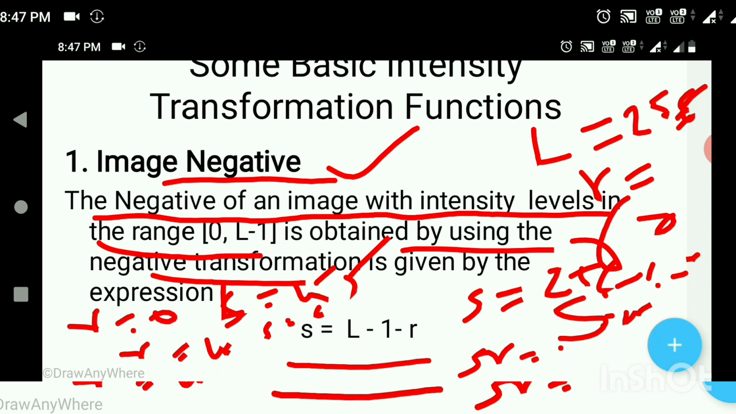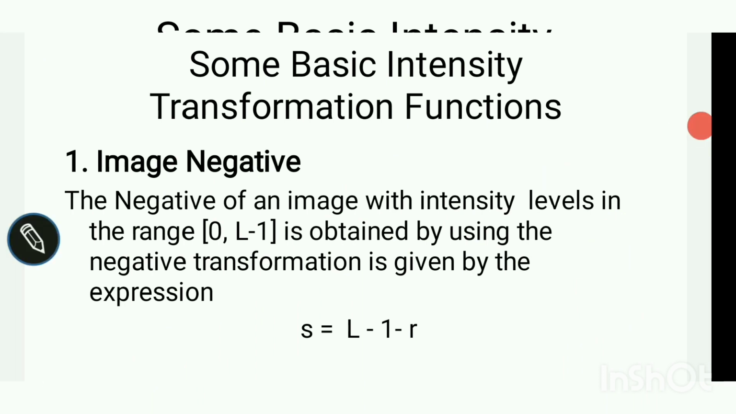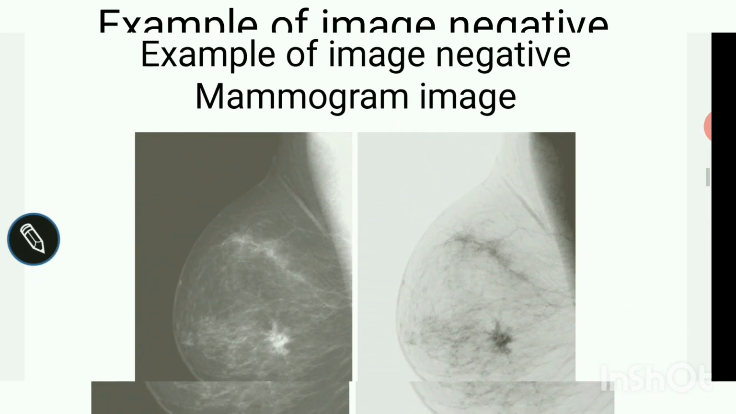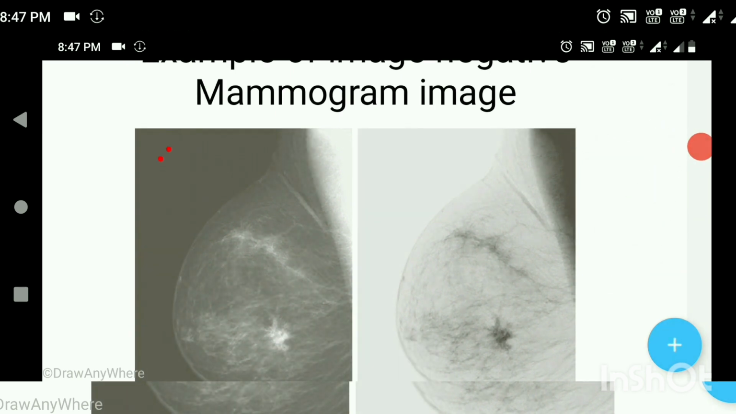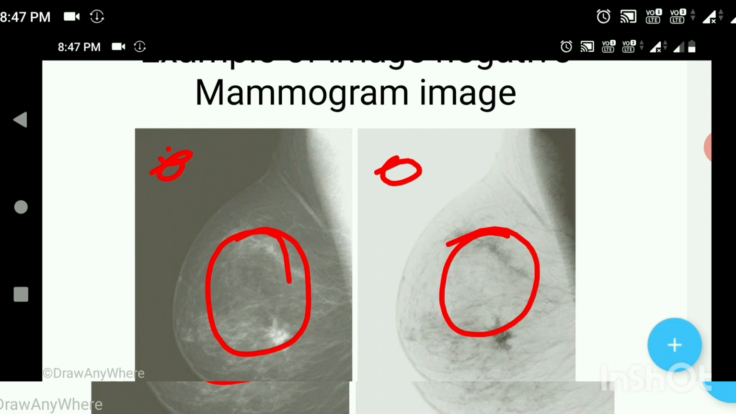This type of processing is particularly suited for enhancing white or gray details in dark regions of an image, especially when black areas are dominant in size. Let us see an example. So this is an example. If you see here, wherever black is there, it has become white, and wherever the white region is there, it has become black. This is nothing but the negative of an image. This is an example of a mammogram image.